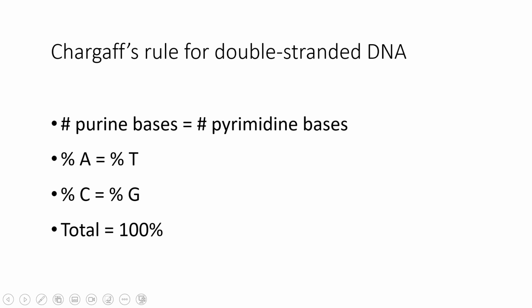So the percentage of purines always equals the percentage of pyrimidines. The percentage of adenines always equals the percentage of thymines, because they're bonded to each other. If you have one, you have the other. Same thing, the percentage of C always equals the percentage of G, because if you have one, you will always have one of the other, because they pair up. You also know that the total number of bases in the molecule is 100%. So if you know, for example, how many C's you have, you can figure out how many G's, because it's the same number. And you know that the rest of them are A's and T's, which are equal numbers to one another.